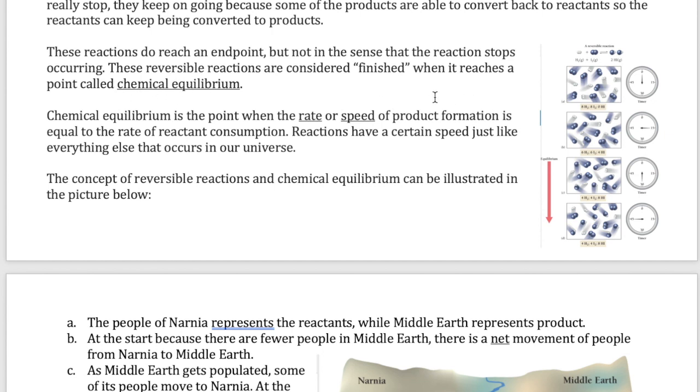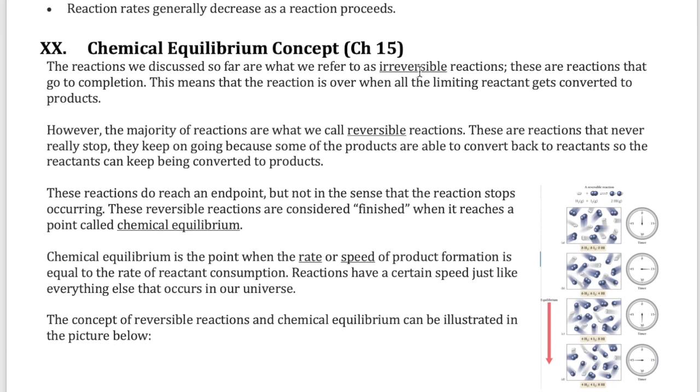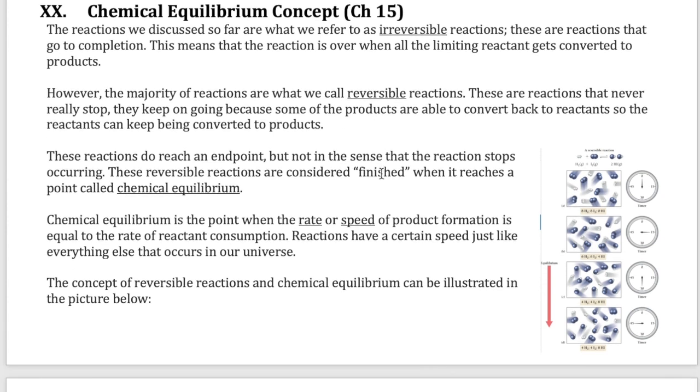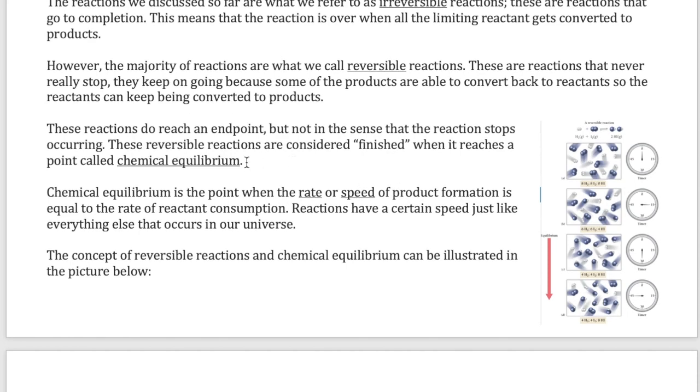And this is really the point when we consider that a reversible reaction is finished, meaning that it's complete. So that's unlike an irreversible reaction, where the reaction is considered complete when you've consumed all the reactants. In a reversible reaction, the reactants are never completely consumed. However, they would be considered complete when they've reached chemical equilibrium.